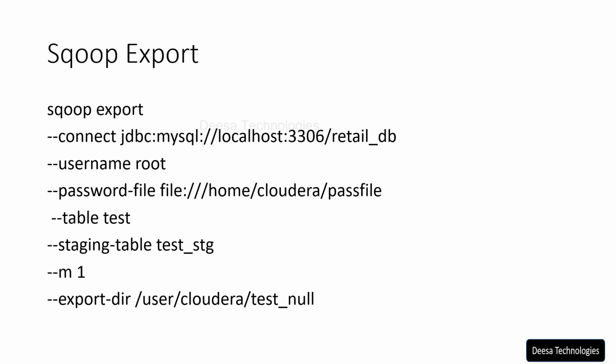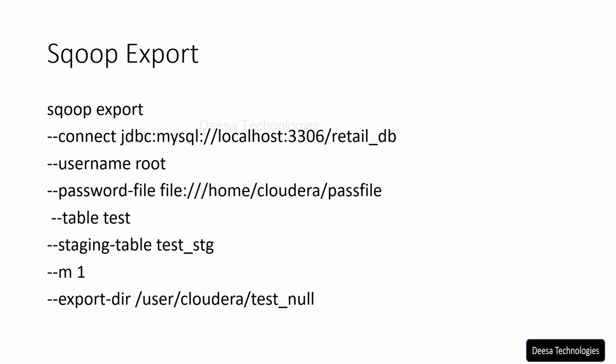Again, 90% of it is the same. There are small changes. Instead of import, we use Sqoop export. Then we have the connection identifiers: username, password, table, then staging. So we need to create a staging table. The staging table should have the same structure as the actual table.